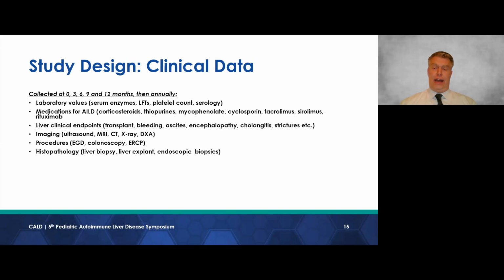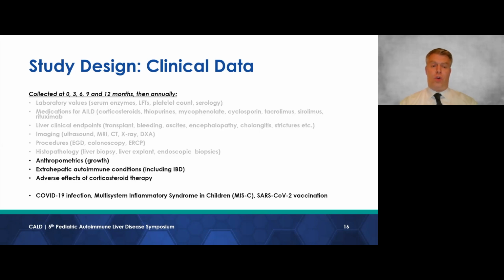In the first year after diagnosis, we will look at time points roughly every 3 months, allowing for some leeway, afterwards just annually, and document lab values, medications, clinical endpoints, imaging results, findings from procedures, and histology from tissue specimens. We will also record anthropometrics, growth measures, autoimmune diseases affecting organs other than the liver, unwanted effects from steroids, and, as I mentioned, data related to COVID-19.